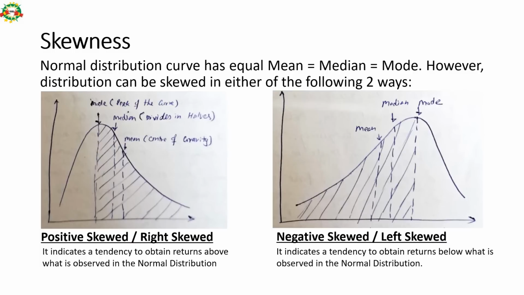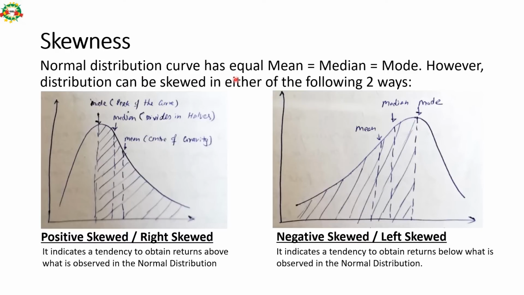So let us talk first about skewness. Very small things need to be understood from the IBBI exam perspective. From exam perspective, you need to understand these two things. You may get a question on this: positive skewed and negative skewed.